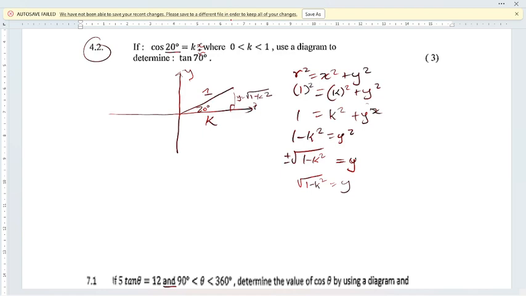Now, is my diagram complete? What should the angle go to? 70 degrees. Now, my diagram is complete, with the sides and the angle.